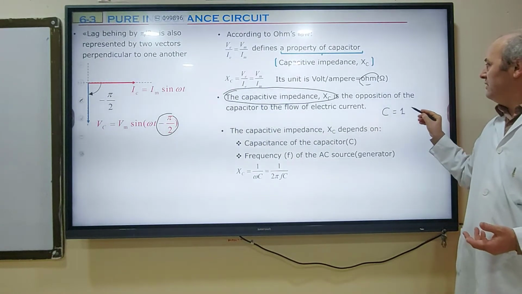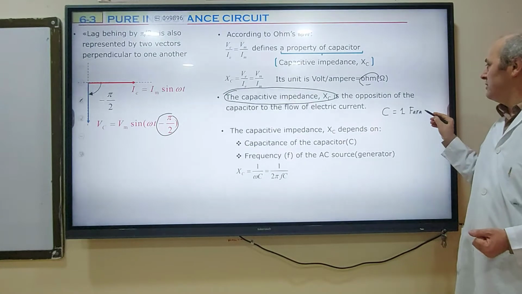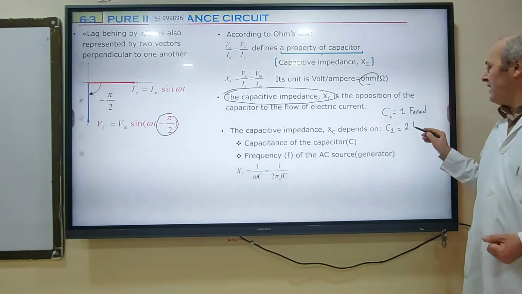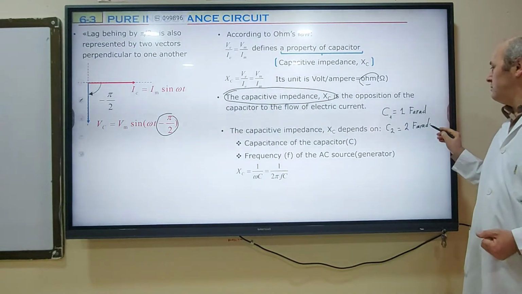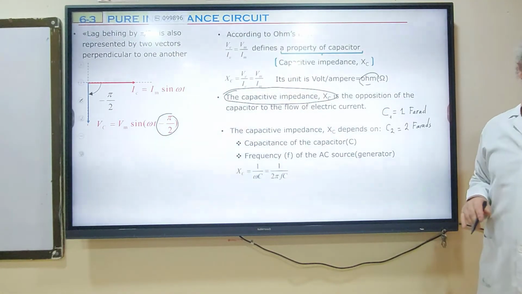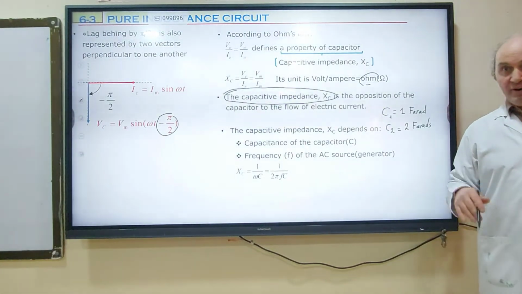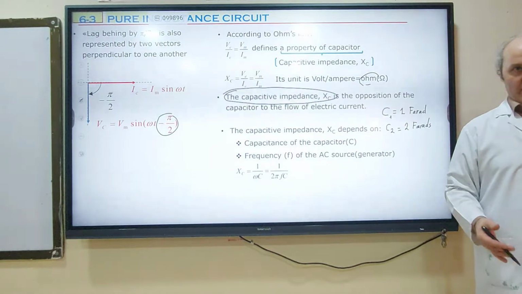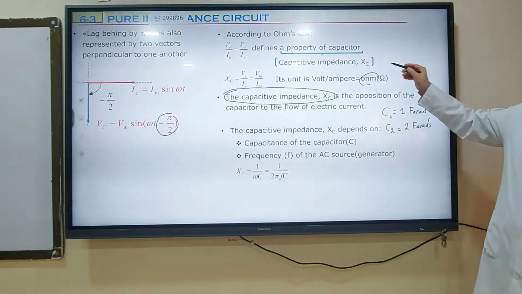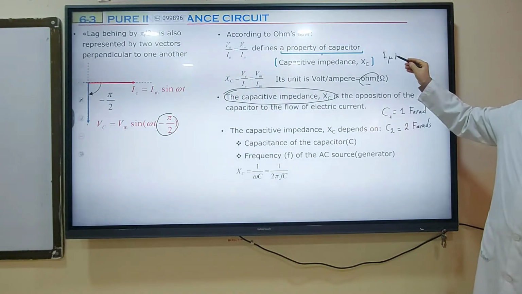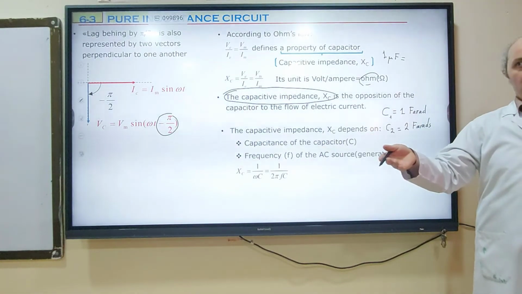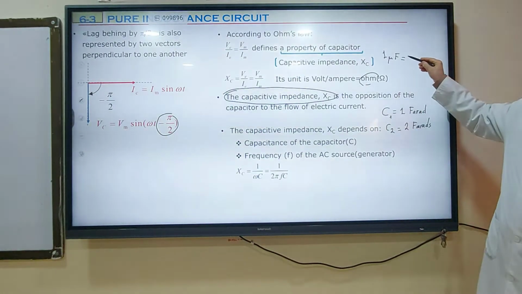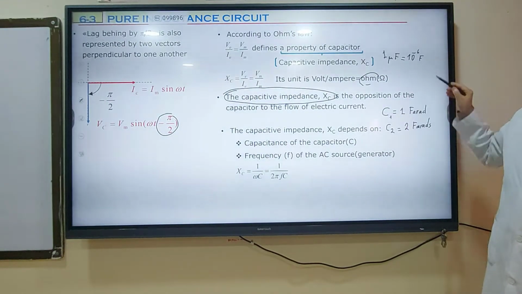For example, 1 farad. Farad is the unit of capacitance. Another capacitor, 2 farads. So which capacitor has more capacitance? Of course, the second one. But farad is a very large unit. That's why many capacitors will be expressed in small units, microfarad. We are going to write it like this: 1 microfarad. And every micro is converted to the SI unit, the basic unit, by 10 to the power of negative 6. So it's going to be 10 to the power of negative 6 farad.